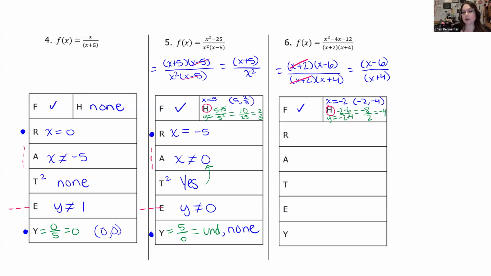My roots, they're going to come from the numerator. So looking at the numerator, looking at the top, what is x going to be equal to? Yep, x is equal to 6. And then looking at my denominator, that's where my vertical asymptote will be. And that's where my graph does not live. X does not equal to -4. Very good. Do I have any kind of togetherness? Any squared factors? No.